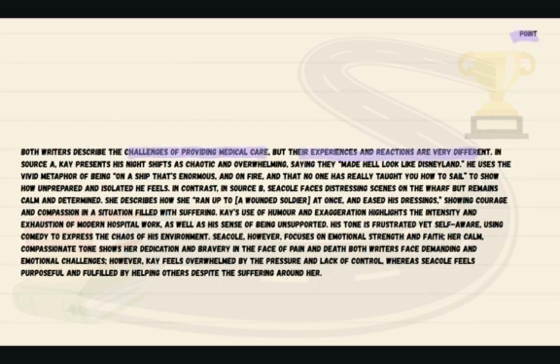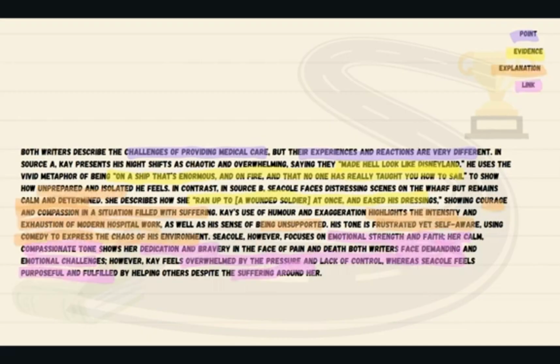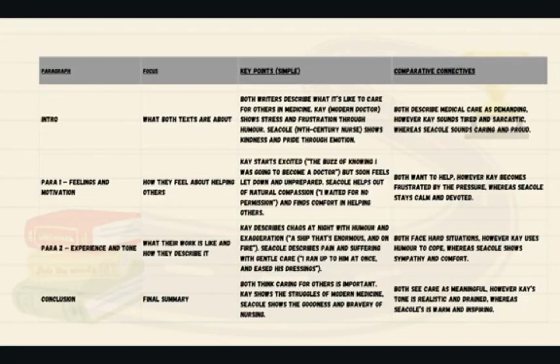So here, with purple, we can see the points of our paragraph, showing the challenges of providing medical care. In yellow are our quotes and evidence. In orange is our explanation. Lastly, in pink is our link back to the focus of the question. The last paragraph we're going to do here is the conclusion, where it's our final summary.